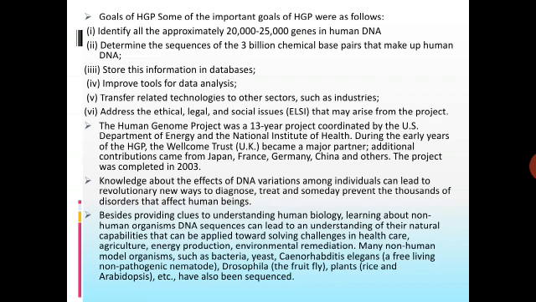We have studied about the goals. We'll stop here. In the next class, we will study the methodologies involved in the Human Genome Project, and we will end with DNA fingerprinting. That will end the chapter, that is, molecular basis of inheritance.